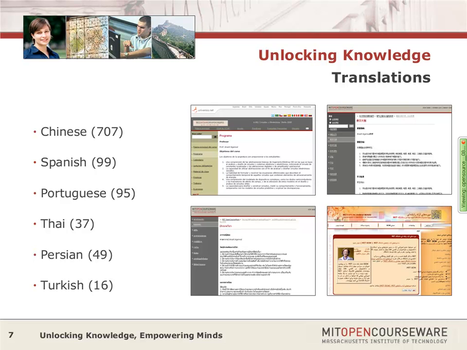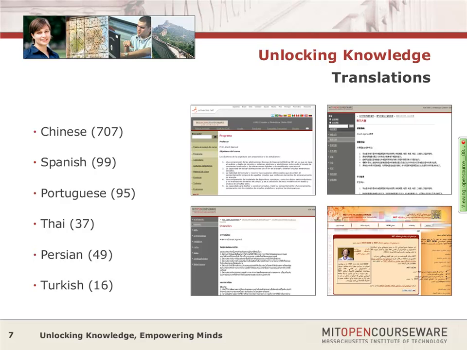A real illustration we like to point to of the power of this open license is the number of translations that have occurred of our content since we started publishing. By our count, there are now about 1,000 translations of courses that have been done in languages that include Spanish, Portuguese, Chinese, Thai, and Persian. There are translations underway in Turkish as well. We have about 16 Turkish translations, and they're planning to do another 50 or 100.